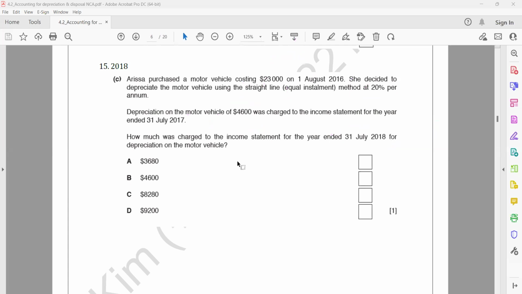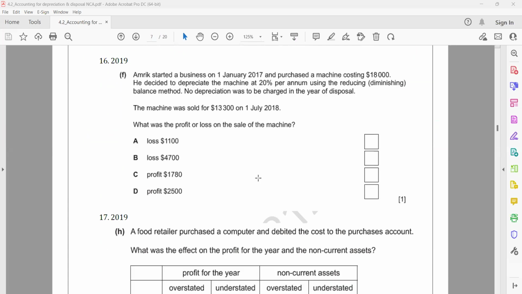Okay. Now next, question 16. Ambrick started a business on 1st Jan 2017 and purchased a machine costing 18,000. He decided to depreciate the machine using the reducing balance method at 20%. No depreciation was charged in the year of disposal. And the machine was sold on 1st July.